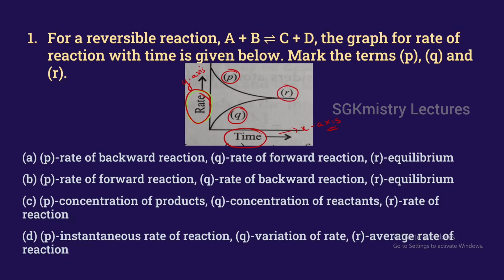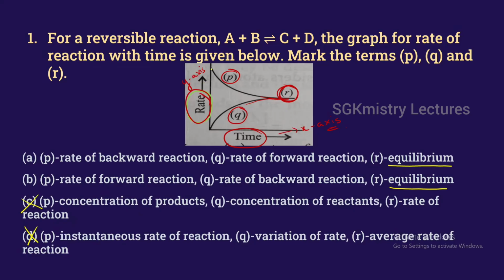So it is very clear from the graph that the rate of the forward reaction is equal to the rate of the backward reaction in case of R. So without any doubt, you can select that R represents equilibrium. Here also we have R equilibrium, whereas in the other two options, we don't have R representing equilibrium. So you can easily remove these two options, that is option C and option D. Now let us look into option A and B because we have only these two options to be studied now.